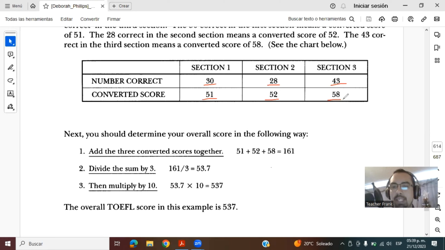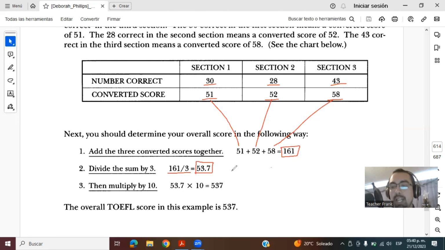That's 58. What you're going to do is you're going to add those numbers. So 51 plus 52 plus 58. And that's going to give you 161. Okay? Are we good up to there? Now, the next step is you're going to divide that number, in this case 161, by 3. So you're going to get a new number, in this case 53.7.